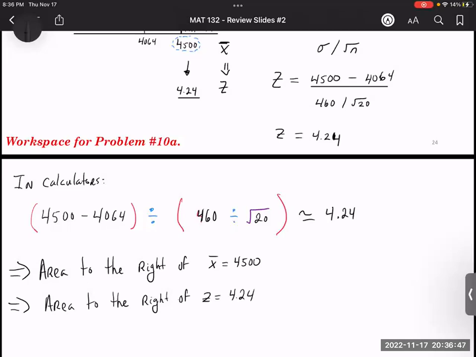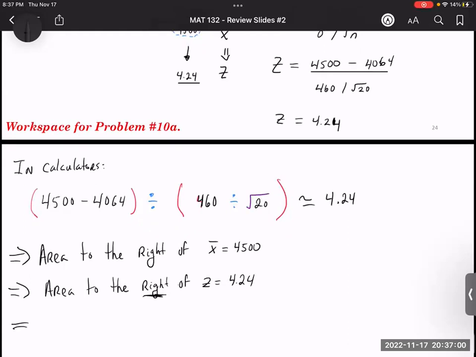Now, we've already done the right cases back in part A. Anytime you have a right case, you use the complement rule. You do 1 minus the area to the left of your z value. So this is equivalent to saying 1 minus area to the left of z equals 4.24. There's just one little problem. Is the z value on your paper or on your z table?